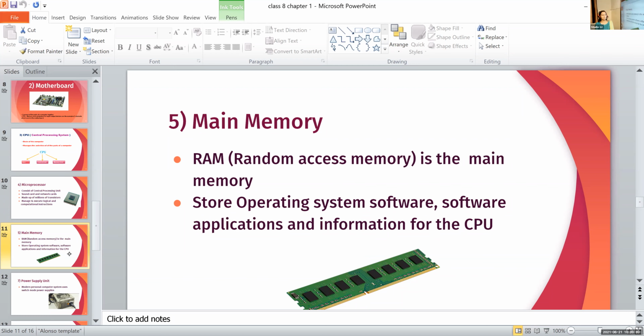RAM stores the operating system, then software applications and the information for the CPU. This is one of the important points that you have to note. So which is the main memory? It is the RAM. RAM stands for random access memory. It is the main memory of the computer.